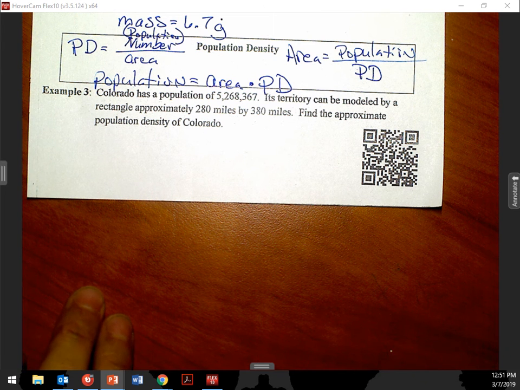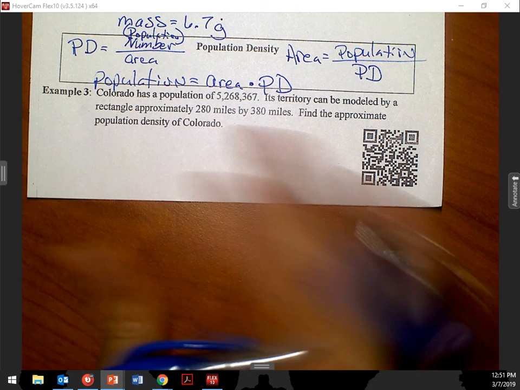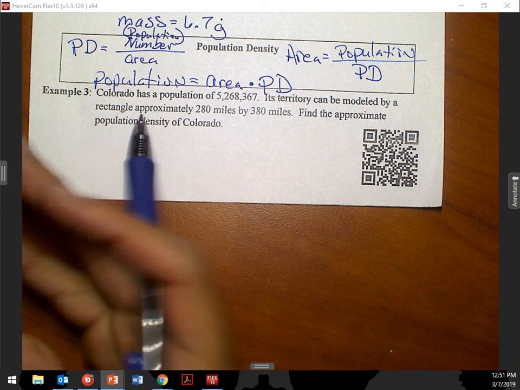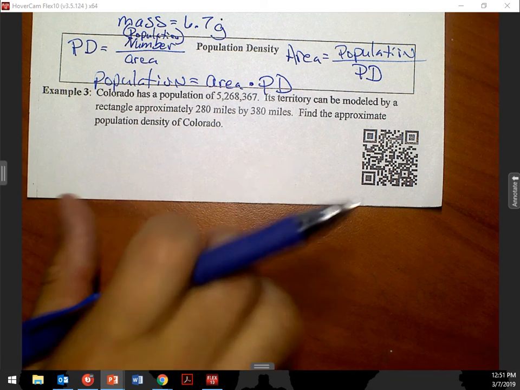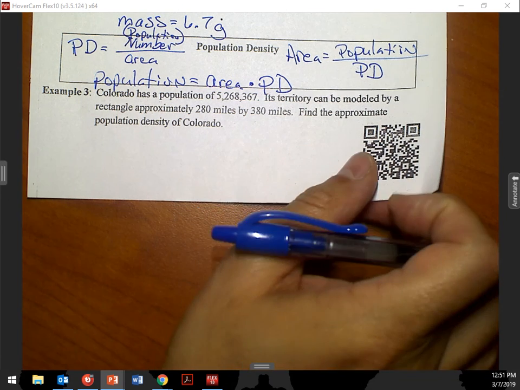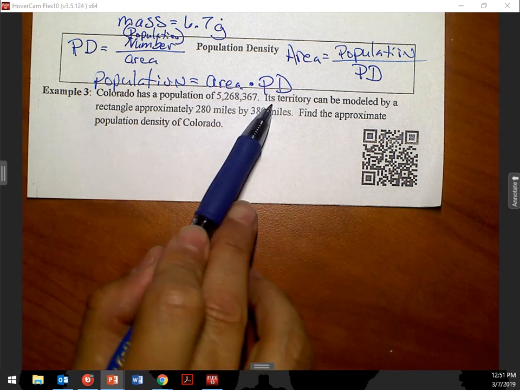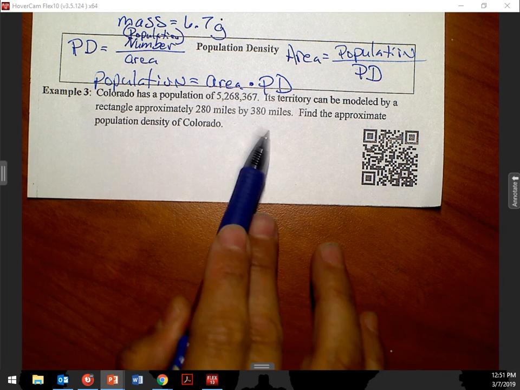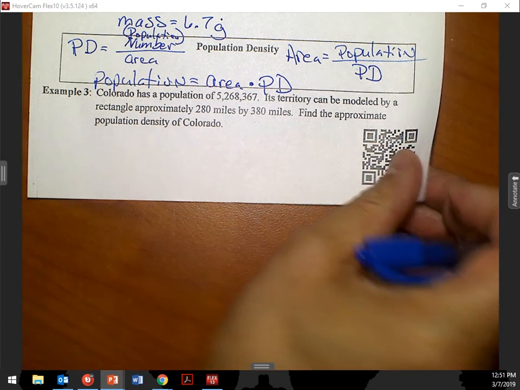All right, let's see. Now, I'm going to go to the back of this so you guys can see this. If you're one of those people that are working on the back, you flip to the back. If you're not, you're working on the page underneath. It says, Colorado has a population of this. Its territory can be modeled by a rectangle approximately 280 by 380 miles. Find the approximate population density.